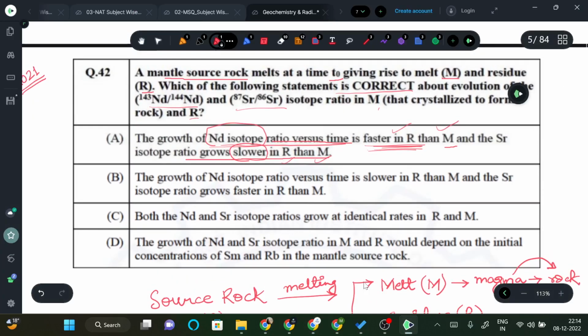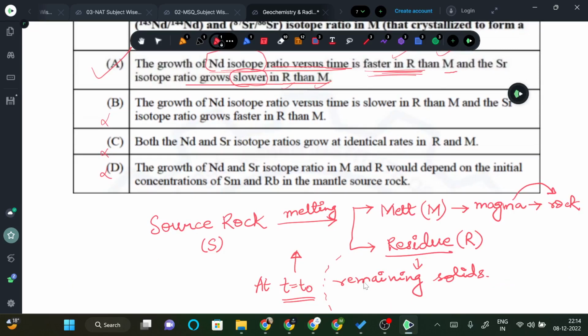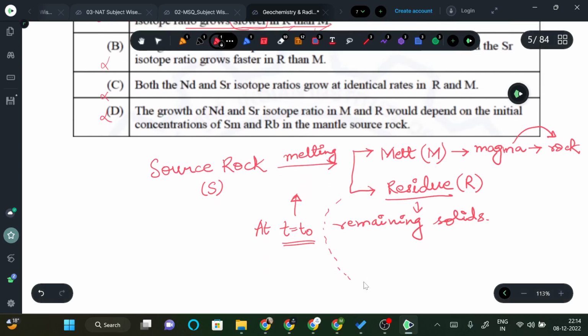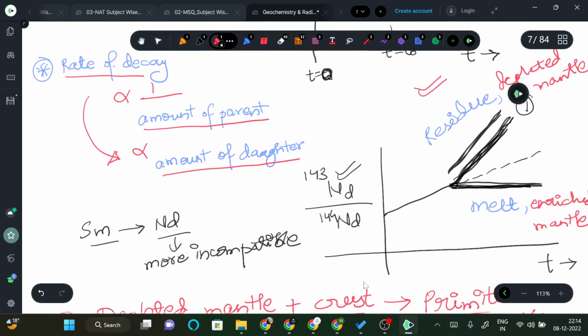Option A, yes. So according to the graph, you can easily see that the very first option, option A, is the correct statement. All the other statements are wrong. Option A is saying that the Nd isotope ratio with time is growing faster in residue than melt, and the Sr isotope ratio is behaving exactly opposite. So let's see the graph.